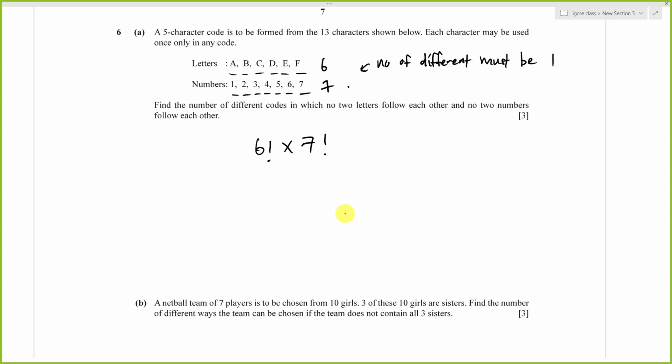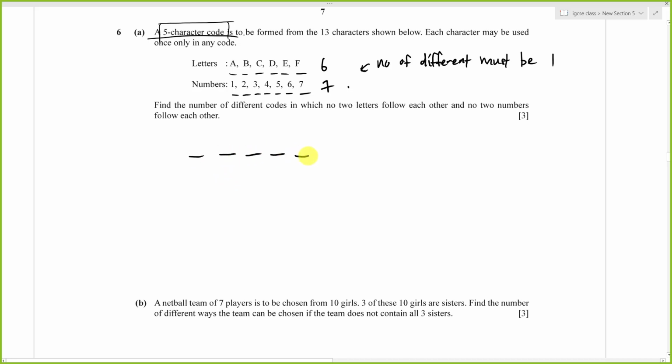Where's my factorial? So find the number of different codes. Oh no, because they want to choose a 5 character code. I thought they wanted a 13 character code. If it's a 5 character code, then it's slightly harder.